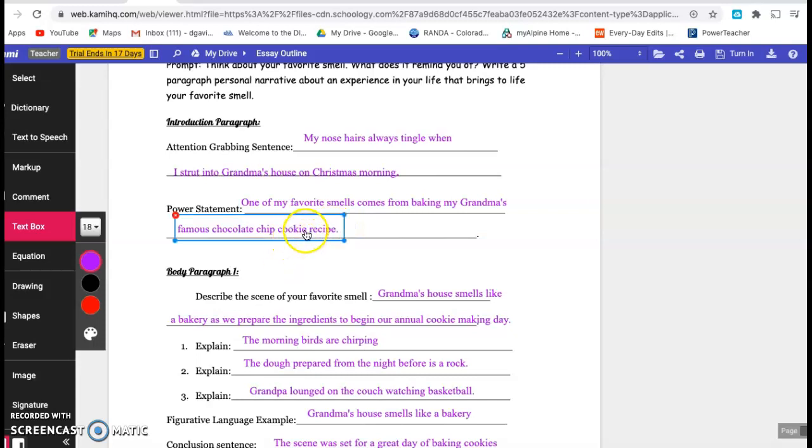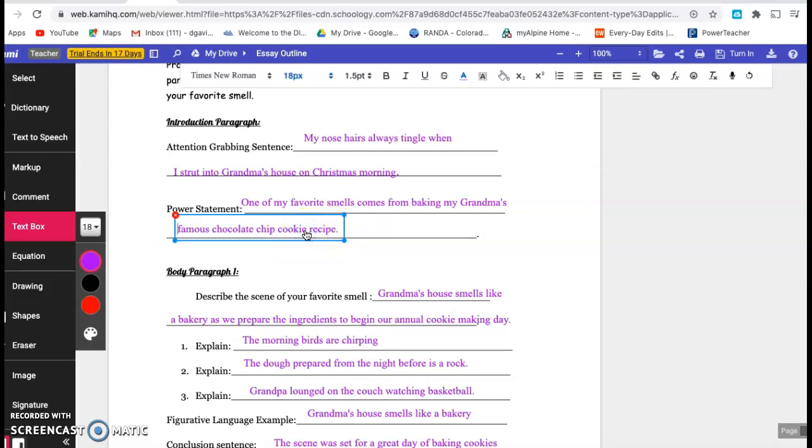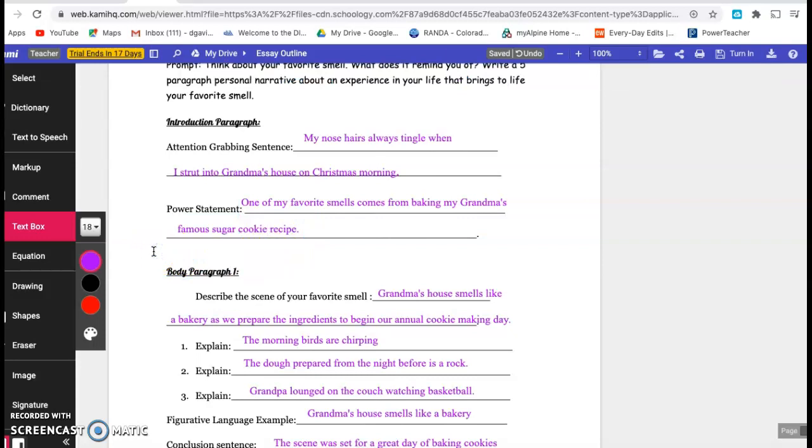Okay, I can change it back and forth if I like. I think some of my other parts of the outline refer to sugar cookies because I was doing it and might have changed my mind. But I do both with my grandma, so I'm going to go ahead and change it for you there. Once again, it could be about a numerous amount of things. It just has to be about your favorite smell.